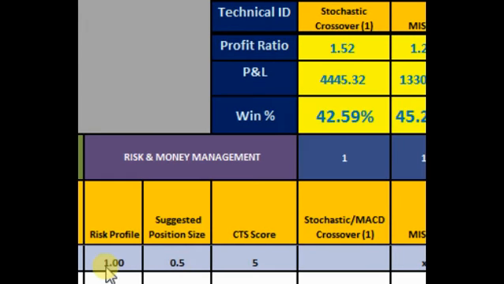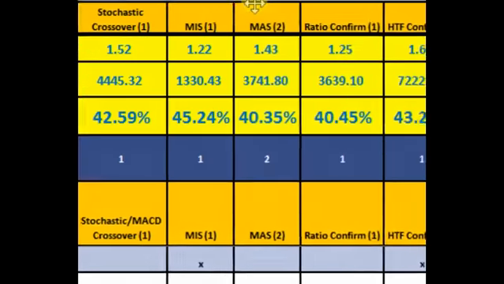My risk profile in the trade, like I said, was a 1-to-1 risk profile. My money management rules, which are mathematically defined by the spreadsheet, actually dictated that I could only trade half a position based on the technical scores and the risk parameters that I have defined using the spreadsheet.